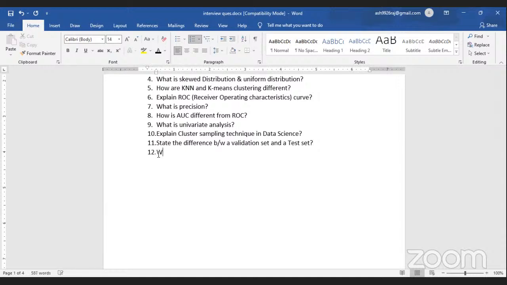So now we move to: what is recall? A recall is the ratio of the true positive rate against the actual positive rate, and it ranges from 0 to 1. Not above 1 and not below 0.